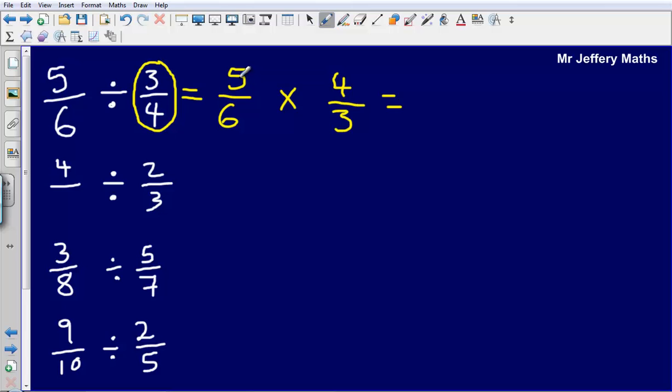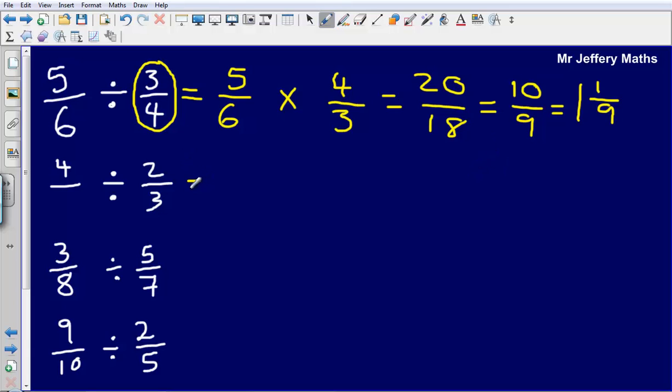So as we learned last time, now all we have to do is do 5 times by 4, that gives us 20. 6 times by 3 gives us 18. That will simplify. This 20/18, we can divide both by 2, so that gives us 10/9. And then this gives us how many 9s fit into 10. We could say, because this is a top-heavy fraction, we could write it as a mixed number as well. We could say that it is 1 1/9.